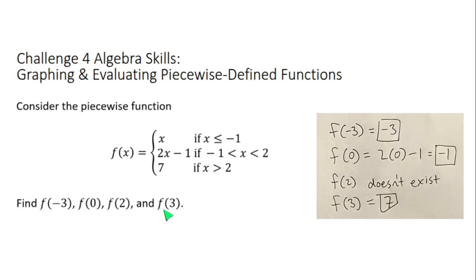Now let's look at f of 3. We know that 3 is not less than or equal to negative 1. 3 is not between negative 1 and 2, but 3 is greater than 2. So the rule that I use, the piece, is 7. Now, what does that mean? That means f of 3, put 3 in for x, equals, well, where do I put the 3 in this piece? There's nowhere to put it. So the answer is 7. For all x values greater than 2, the answer is always 7. So that's why f of 3 equals 7.